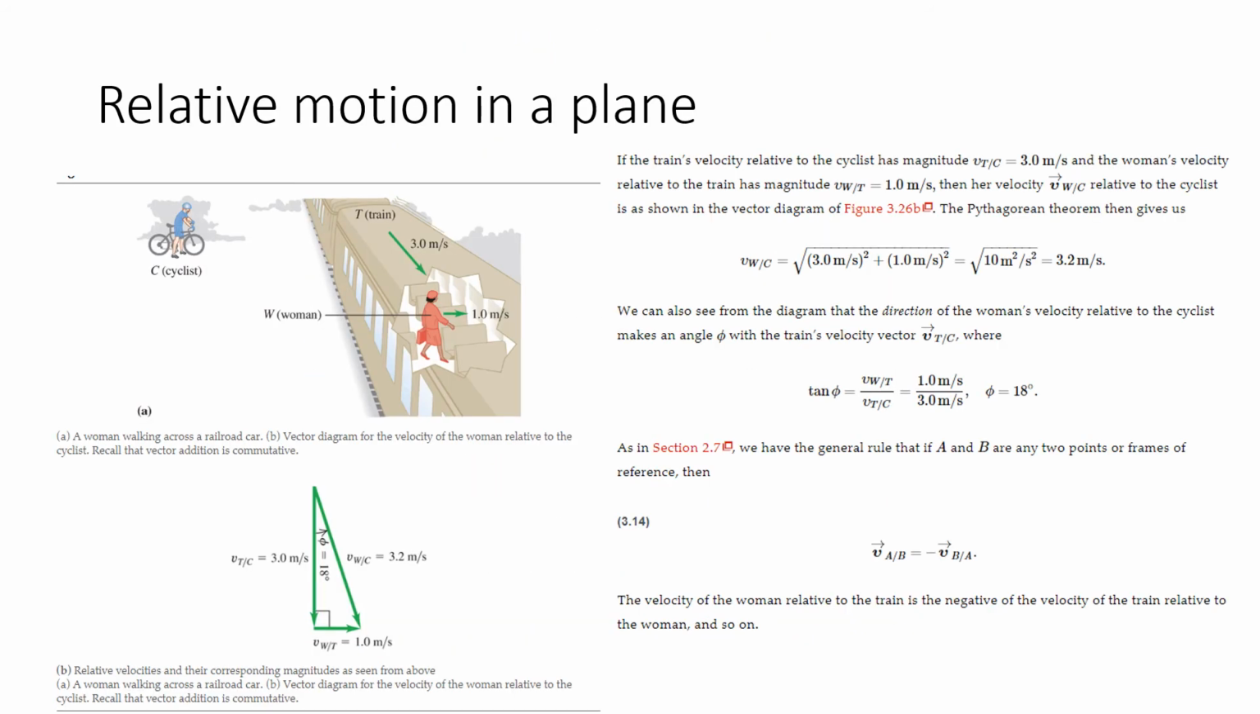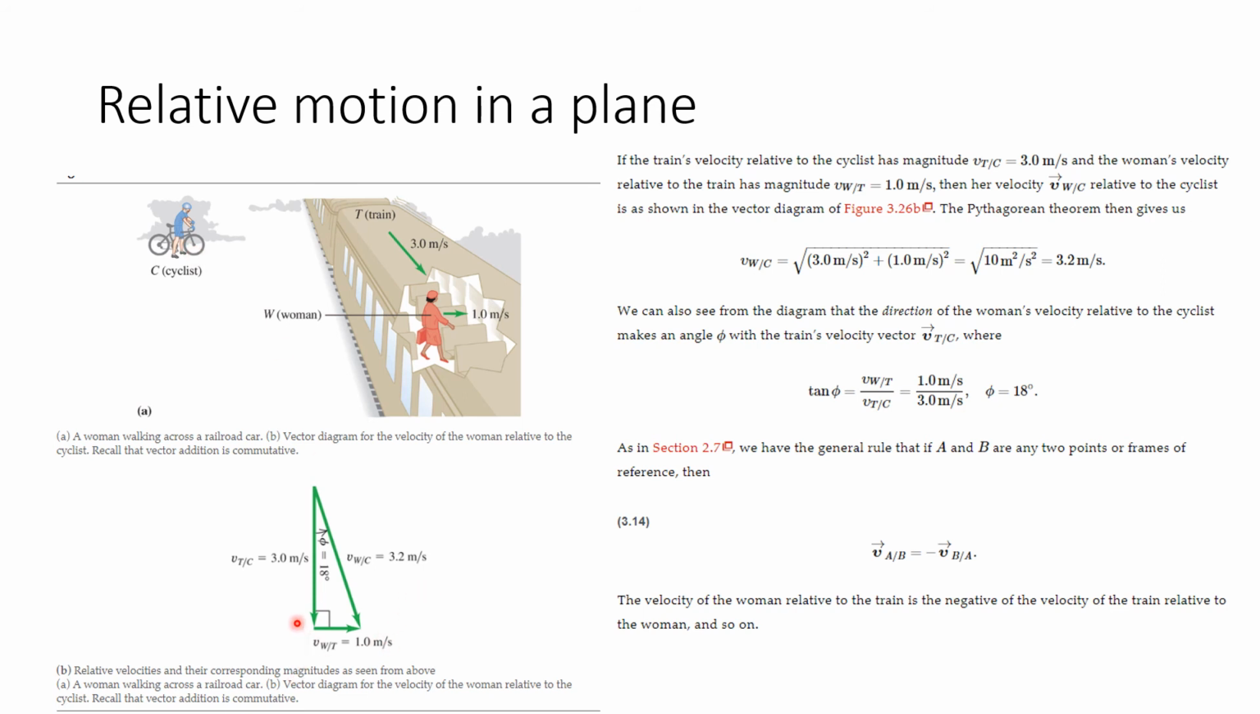The last topic in this chapter deals with relative motion, and motion is, of course, relative. So suppose you had a bicyclist who was sitting here watching a train go by, and the train was going this way at 3 meters per second, but a woman inside the train was also walking from one side of the corridor to the other at 1 meter a second. So what's really happening relative to this cyclist?